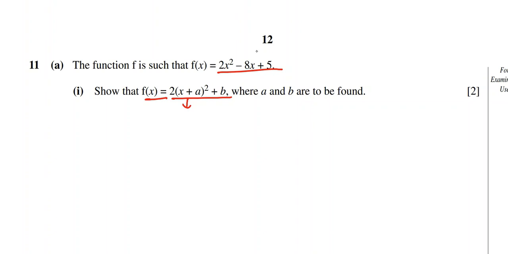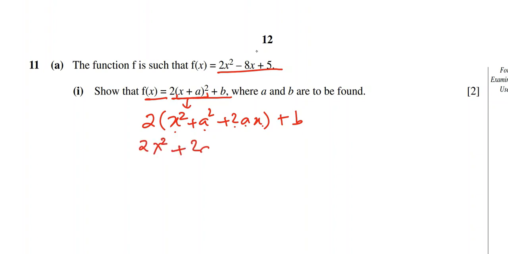What do we do? We open x plus a whole square, this one thing first. So it will be x square plus a square plus 2ax plus b. I expanded x plus a whole square, a square plus b square plus 2ab, that's what it is. So let's open it now. 2x square plus 2a square plus 4ax plus b.